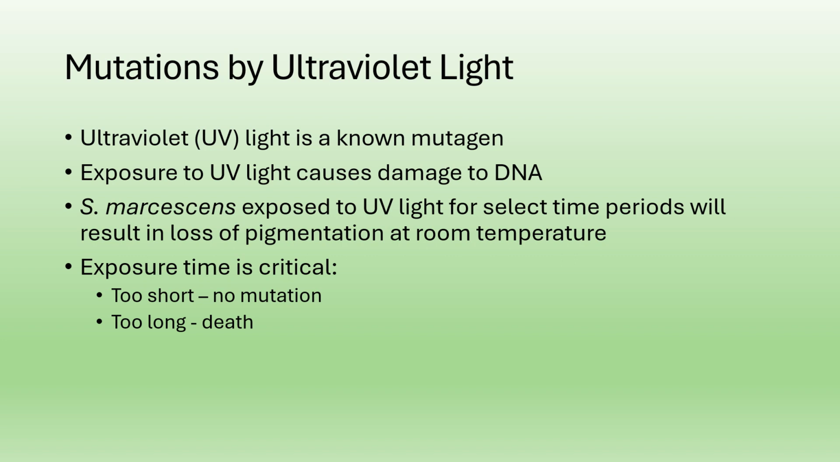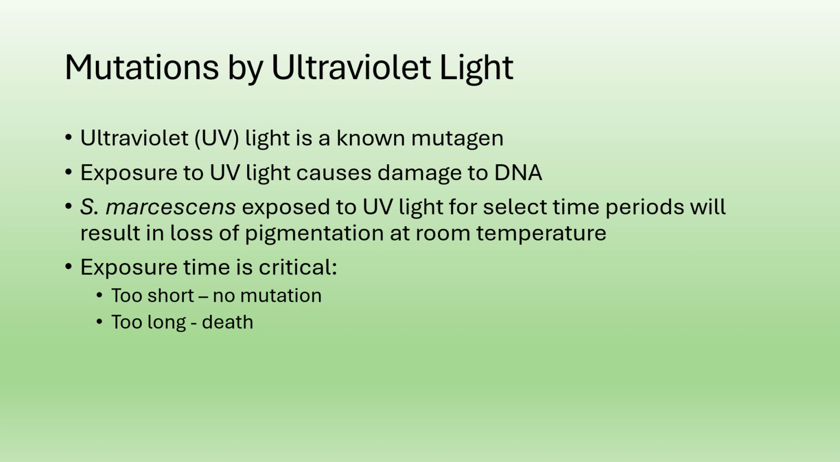Serratia marcescens, when grown at room temperature, has a red pigment to it. And so what we're going to do is expose the bacteria to UV light for different time periods. And what we're going to see is if that exposure to the UV light will cause a mutation where it will lose this red pigmentation. So we're going to grow all of the plates at room temperature.